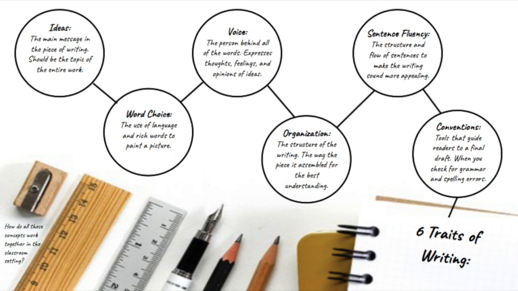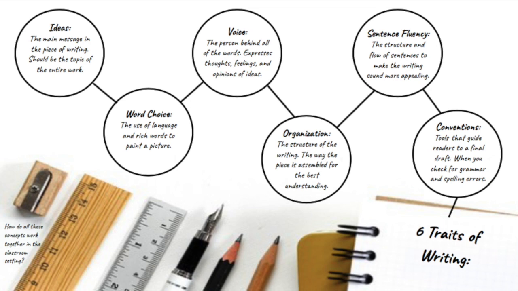All these traits would be super important to go over in a classroom setting just because, again, without each of these categories, the writing would not be a whole. Again, without the ideas, the student wouldn't have a piece. Without organization, the piece would not flow.